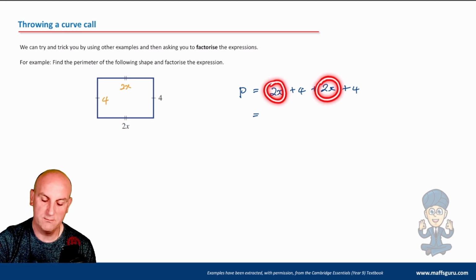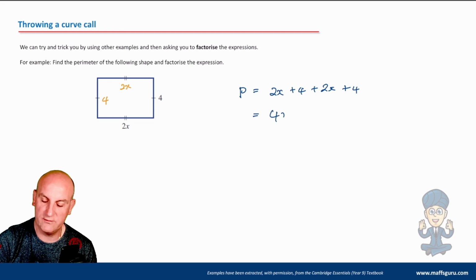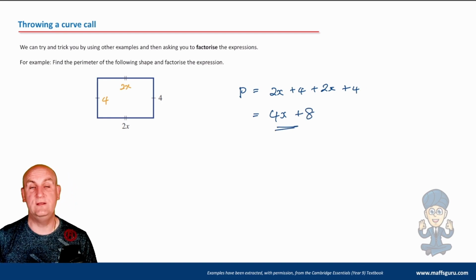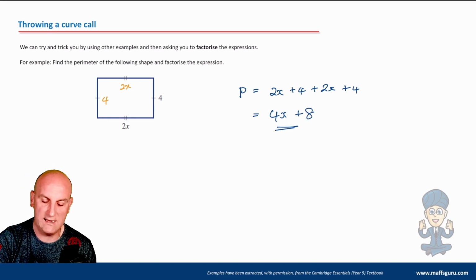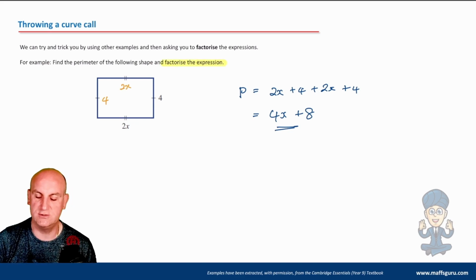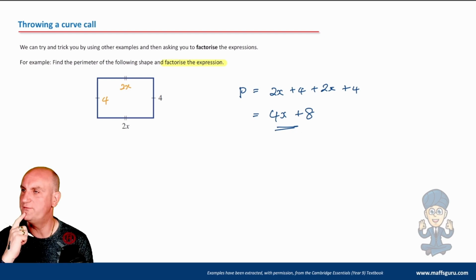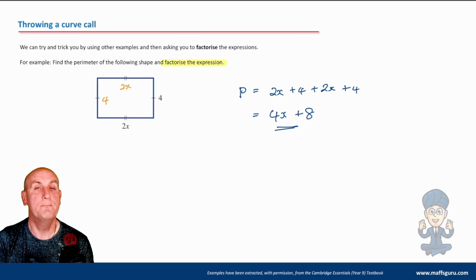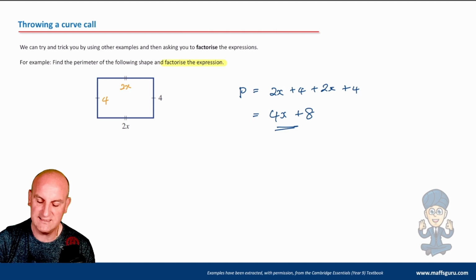I've got 2x plus 2x. I'm collecting my like terms, which is 4x. I've got plus 4 plus another 4, which is plus 8. Now, lots of people would leave that as their answer, but the question was quite clear here. It said, write the perimeter and then factorize the expression. What does it mean to factorize? Move the highest common factor out. We've just been practicing that.